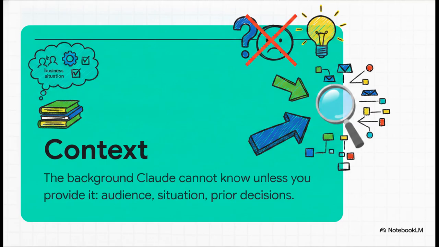Next, we have context. And listen, this is absolutely critically important because it's the component that professionals skip over the most. For some reason, we tend to assume the AI just magically knows the background of our day, but it doesn't. Context provides the background Claude simply cannot know unless you explicitly give it. We're talking about things like your target audience, a specific business situation, any prior decisions your team just made, or the actual source material itself.